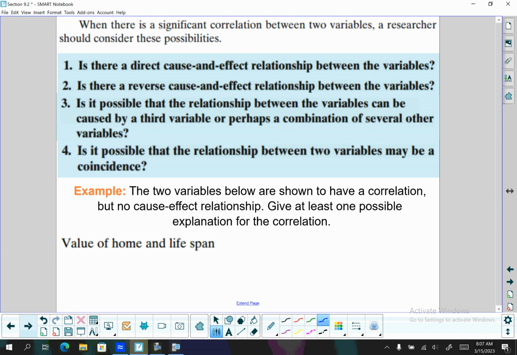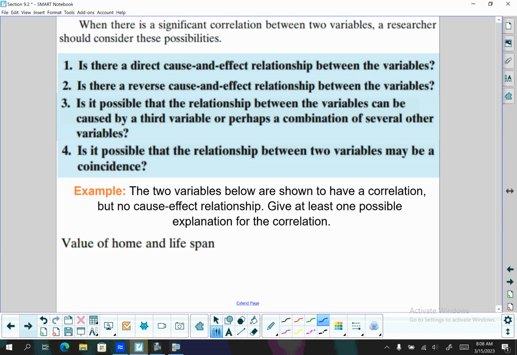What is a third factor that could cause both of those to increase simultaneously? Having more money. Yes, being more affluent would cause you to have a higher value in your home. It would also cause you to have maybe better health insurance and better health care, and therefore a longer lifespan.